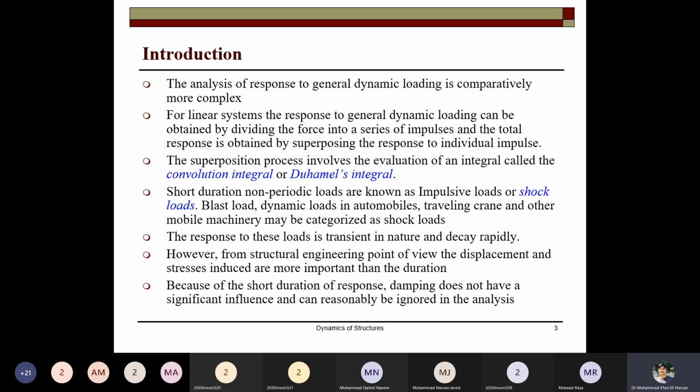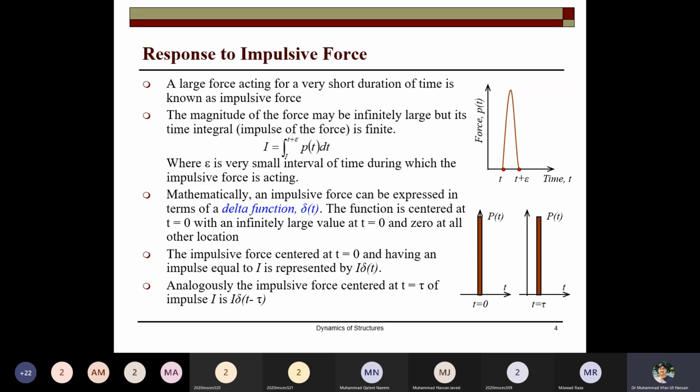You will see how the outcome comes, and this is interesting, that you try to plot the outcome for the different response. What is the outcome of the machinery loading? What is the outcome of the blast loading? And what is the outcome of the other loadings? This is important that you should know what is the outcome of the different loadings. So for example, starting with the impulsive force, what is the response of the impulsive force? A large force acting for a very short duration of time is known as impulsive force. A very large force but for very short duration.